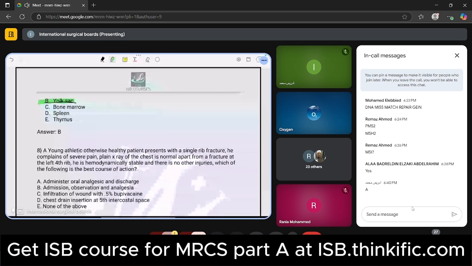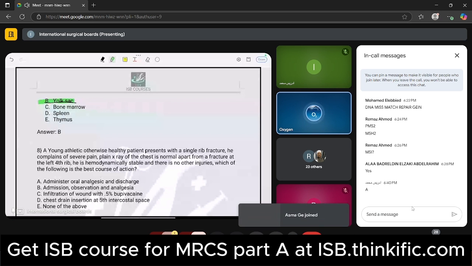A young, athletic, otherwise healthy patient presents with a single rib fracture. He complains of severe pain. Plain x-ray of the chest is normal apart from a fracture at the left fourth rib. He is hemodynamically stable and there's no other injury. Which of the following is the best course of action? Administer oral analgesia and discharge, admission of observation analgesia, infiltration of wound, chest drain, or none of the above.